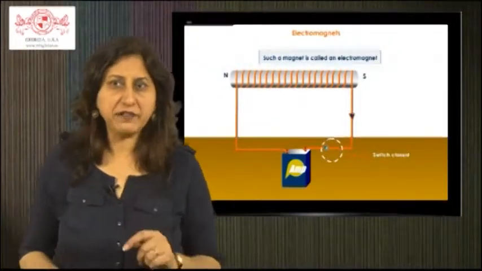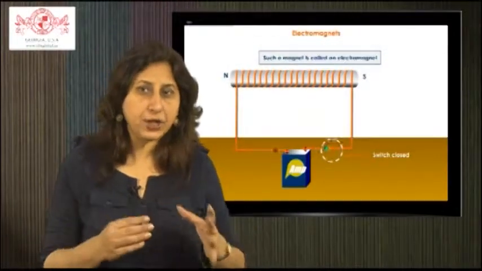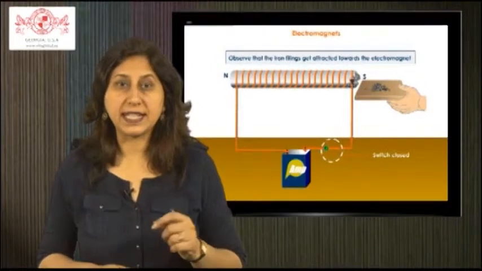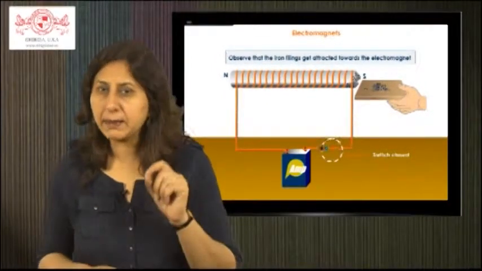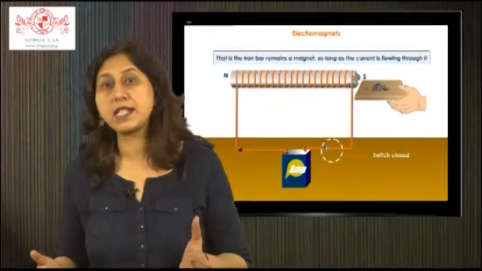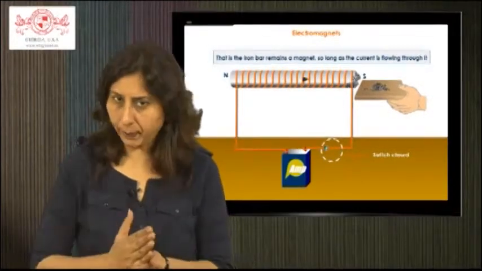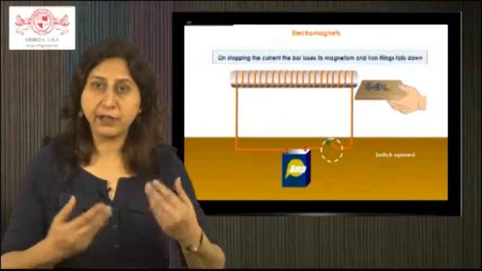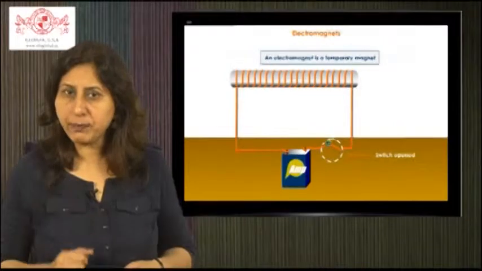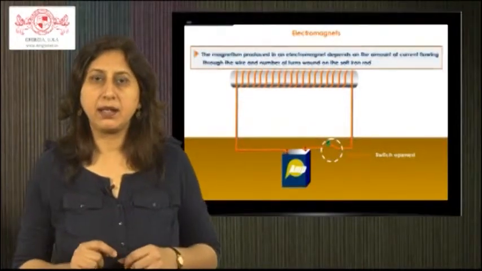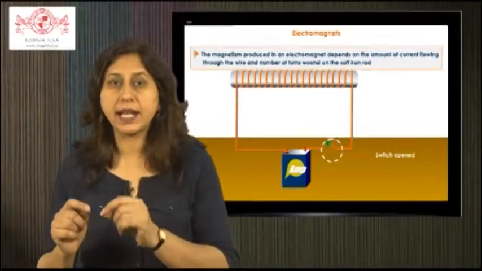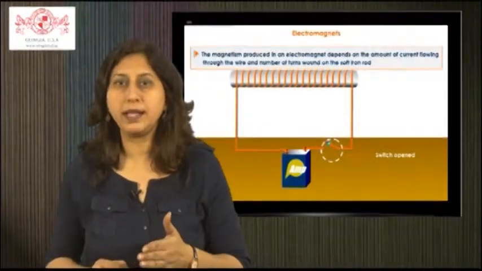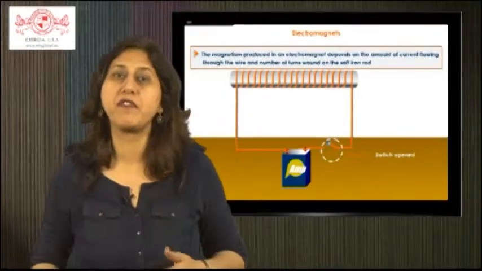Observe that the iron filings get attracted towards the electromagnet only when the current is flowing through the wire. That is, the iron bar remains a magnet so long as the current is flowing through the wire. On stopping the current, the bar loses its magnetism and the iron filings fall down. An electromagnet is a temporary magnet. The magnetism produced in an electromagnet depends on the amount of current flowing through the wire and the number of turns wound on the soft iron rod.